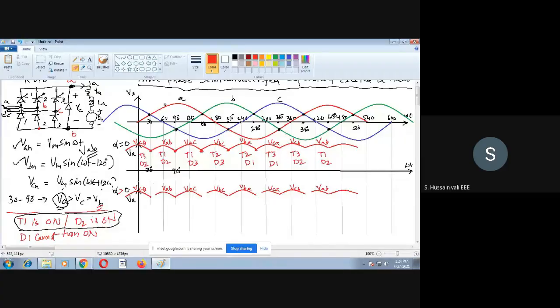The output voltage will be, so you imagine yourself what will happen beyond 150. Beyond 150, the highest one is this, VBC.